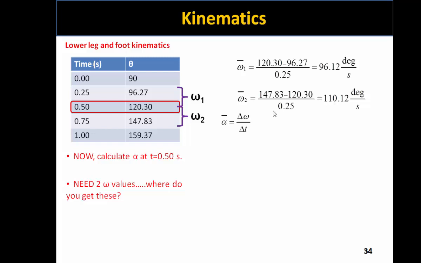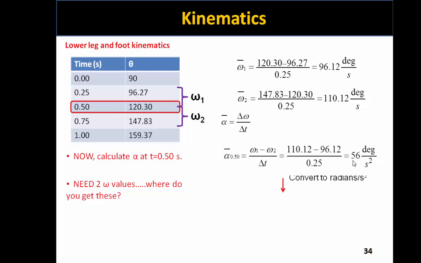So we can therefore calculate the average angular acceleration value by substituting the values we just calculated, and so it's 110.12, subtract the 96.12, divided by the delta t. Okay, so we only have one interval of time here, and that will land us here at the 0.5 spot. And then that will give us a value of 56 degrees per second squared.